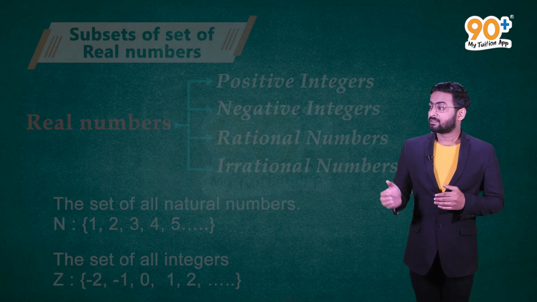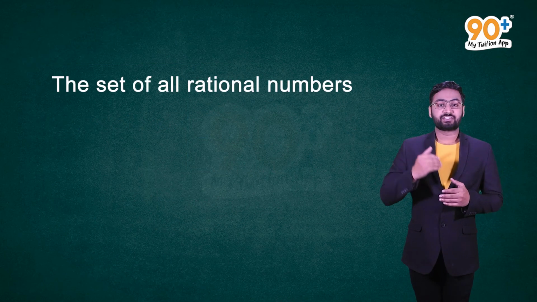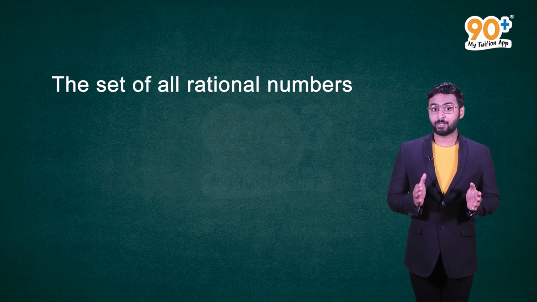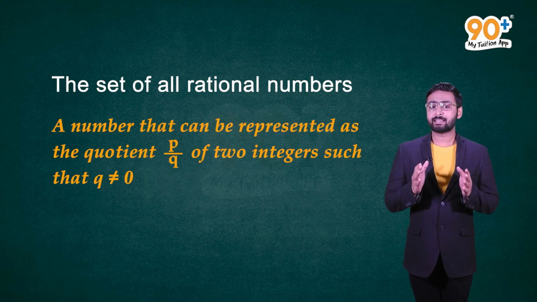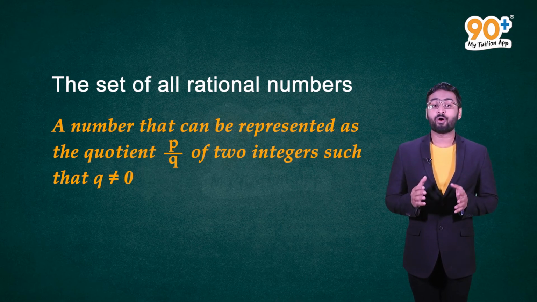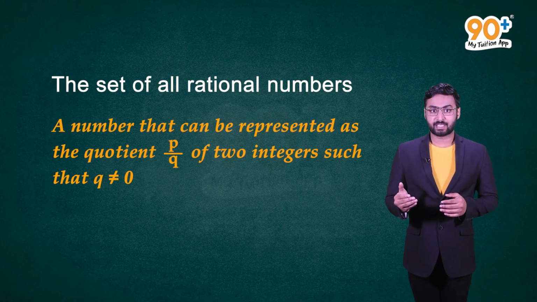Next one is the set of all rational numbers. We know that a rational number is a number that can be represented as the quotient p by q of two integers such that q not equal to 0.